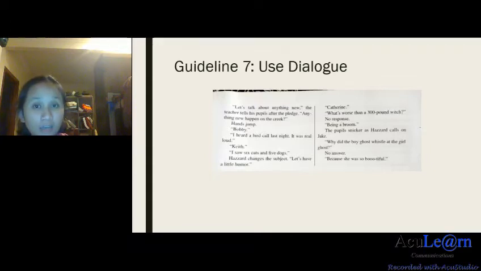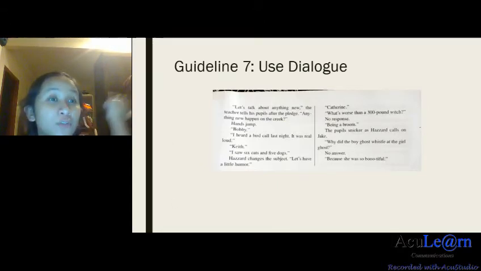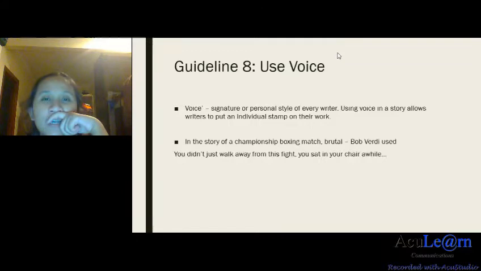And guideline number seven would be using a dialogue. So you can actually use a dialogue to show the development of the feature story that you are writing. Okay, so it's important to interview people, might it be for a hard news story or for a feature story. Interview people. Okay, then use voice.